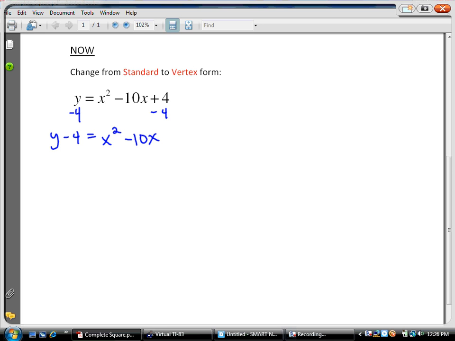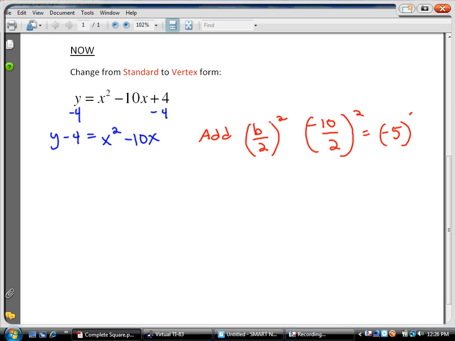Now we have something that looks like it's getting closer to vertex form. The next step is pretty key. We're going to add b divided by 2, the quantity squared. In this case, b is -10. So if we have -10 divided by 2 and square it, we get -5 squared, which is equal to 25. This is a pretty key step. We're going to add that to both sides.